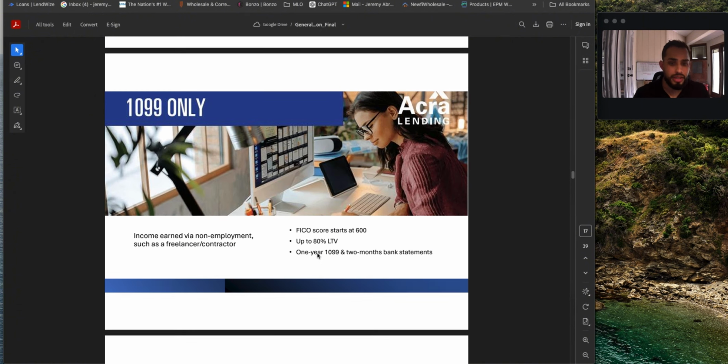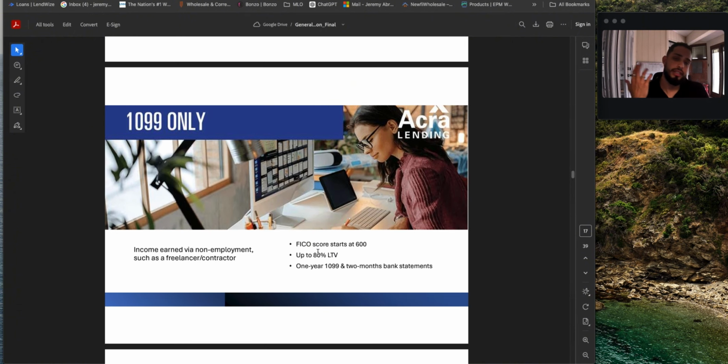Awesome. Last thing I'm going to touch on, the 1099 only, and this is very popular with a lot of realtors, okay, because a lot of them receive 1099, and let's say they made 350 grand that year, but Uncle Sam, he only paid Uncle Sam $50,000 worth of taxes, right? He only had a tax liability of $50,000. So income earned via non-employment, such as a freelancer or contractor, right? I am a contractor myself in mortgages, right? So I do file a 1099.